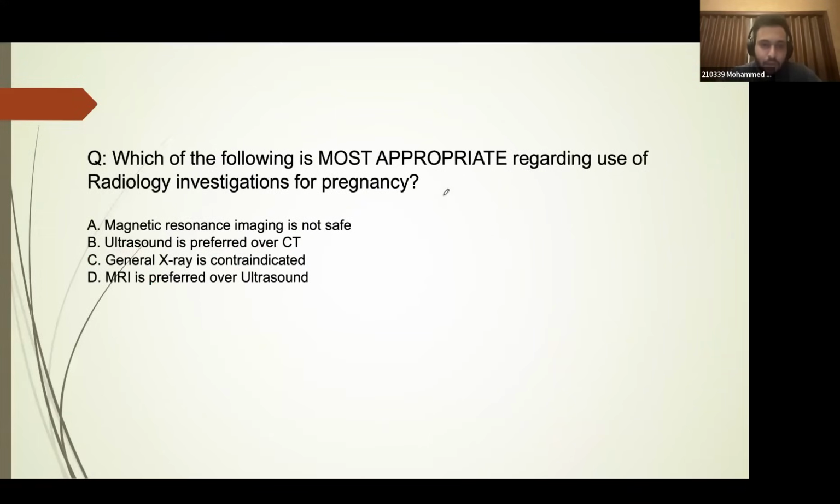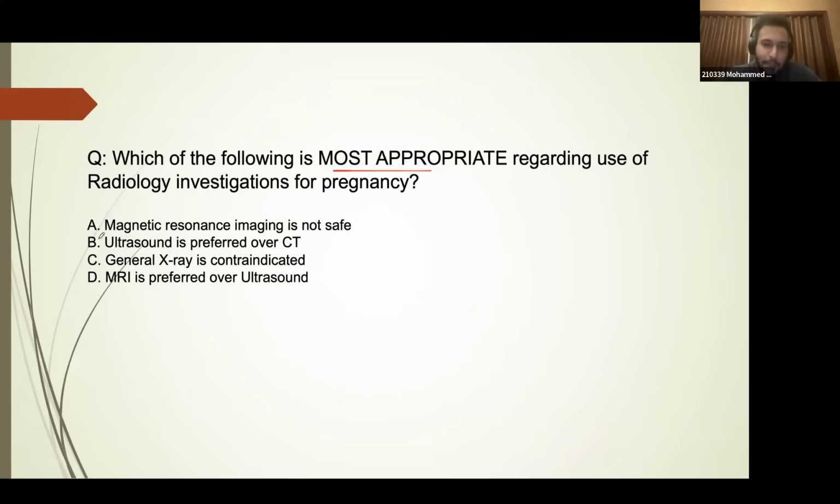Next question. Which of the following is most appropriate regarding use of radiology in investigations for pregnancy? A, MRI is not safe. B, ultrasound is preferred over CT. C, general X-ray is contraindicated. Or D, MRI is preferred over ultrasound.